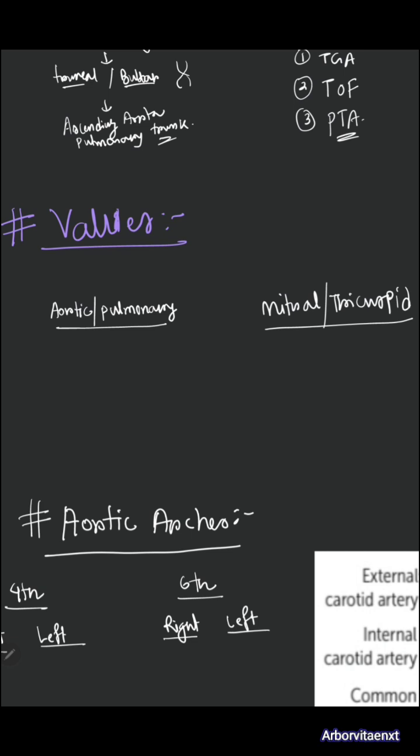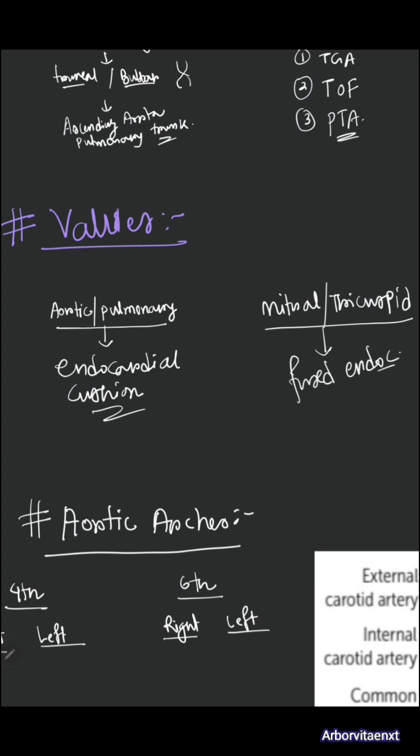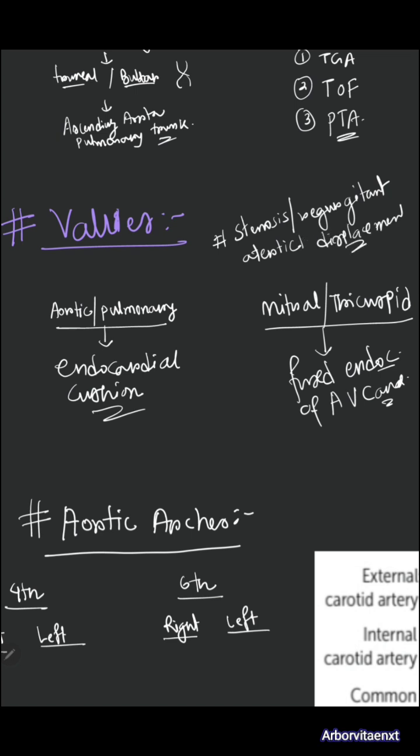Now about the development of the valves. The aortic and pulmonary valves derive from the endocardial cushion of the outflow tract, and the mitral and tricuspid valves are derived from fused endocardial cushions of the AV canal, the atrioventricular canal, that we have seen in the picture. Congenital valvular anomalies can be valvular stenosis, regurgitant lesions causing regurgitation, atretic valves causing atresia, or displacement of valves like seen in Ebstein's anomaly. So this is the clinical significance.